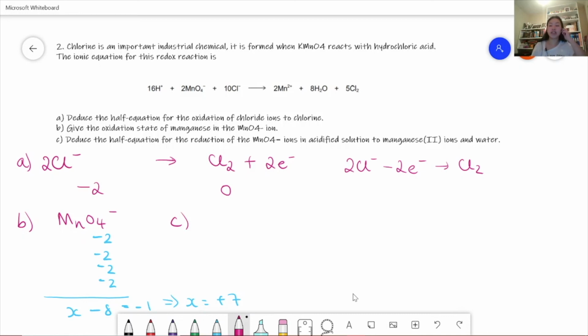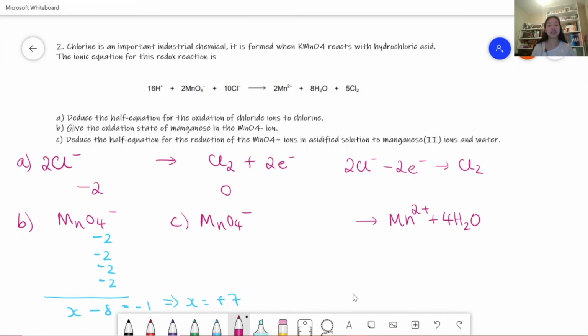And then for C, deduce the half equation for the reduction of the MnO4- ions in acidified solution to manganese 2+ ions and water. So we start off with MnO4- ions, and then we leave a gap and form Mn2+ ions. First you balance everything that isn't oxygen and hydrogen. In this case it would be the manganese, and we can see that it's already balanced because we've got one on each side. And then we balance the oxygens by adding water. We have 4 oxygens on the left-hand side, which means we need 4 waters on the right-hand side.